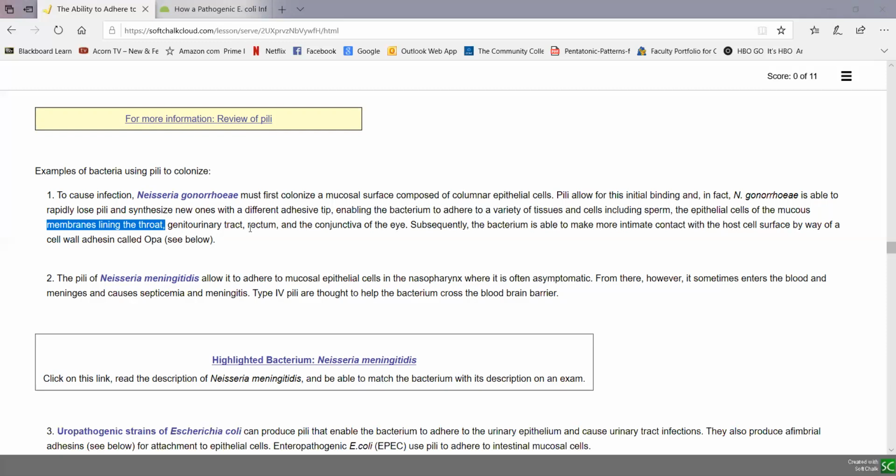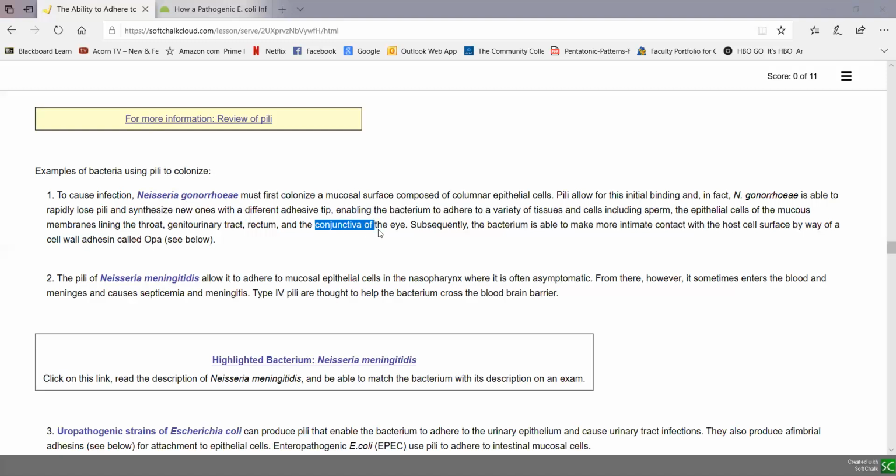And it can get into the rectum, of course, through anal sex, but also in women, even when they're using proper hygiene and wiping properly after urination, front to back, so you don't put fecal bacteria in the urethra, if they have gonorrhea in the urethra, that then allows it to infect the rectum. So about 60% of women who have gonorrhea also have the Neisseria gonorrhoeae growing in the rectum. And again, that would be a different adhesive tip that can adhere to the epithelial cells in the rectum.